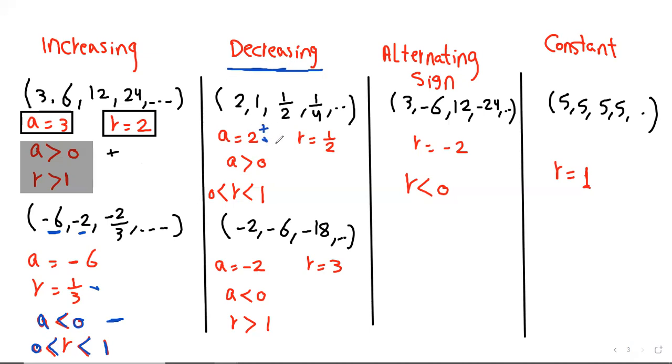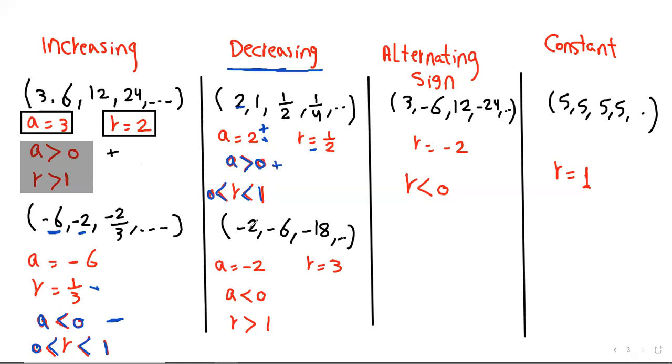So A is positive and greater than 1. And R, the common ratio, we get R from dividing the term by the previous term, so it's a half. So as you see here, R is between 0 and 1. R is greater than 0 and less than 1. And A is a positive number greater than 0.